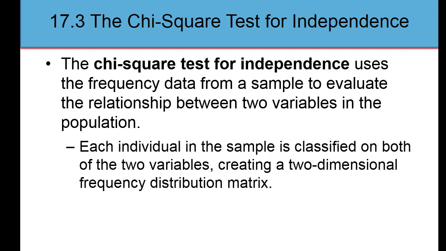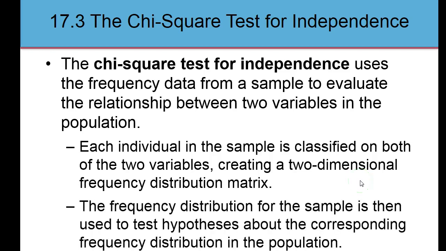Each individual in the sample is classified on both of the variables, creating a two-dimensional frequency distribution matrix. The frequency distribution for the sample is then used to test hypotheses about the corresponding frequency distribution in the population. So let's turn our attention to a practice problem that illustrates some of these points that I just made.